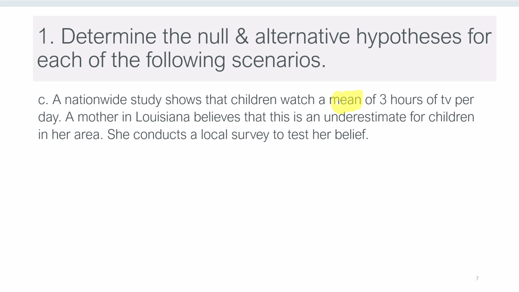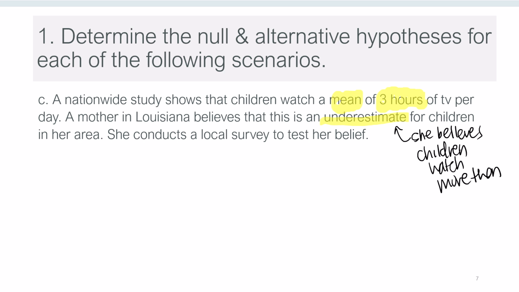All right, so once again, I see the word mean, the value that's currently believed to be true. We're thinking that children watch about 3 hours of TV every day. And this mother believes that this is an underestimate, so she believes that this is actually lower than what children actually watch. So she thinks that children watch more than 3 hours per day.